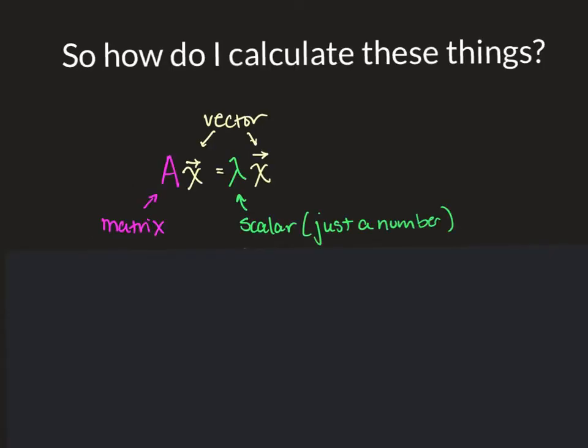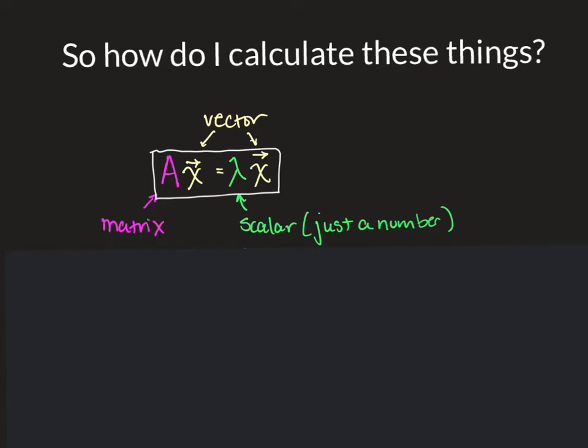Okay, so how do I go about calculating these things? This equation right here is a really important one, because this is really how we're going to get to the eigenvectors and the eigenvalues. A is a matrix. This is really important, because when I first see this equation, I'm always like, oh, A and lambda are the same thing, but they're not, and that's kind of the whole point.